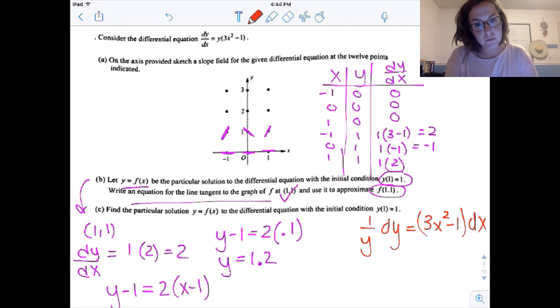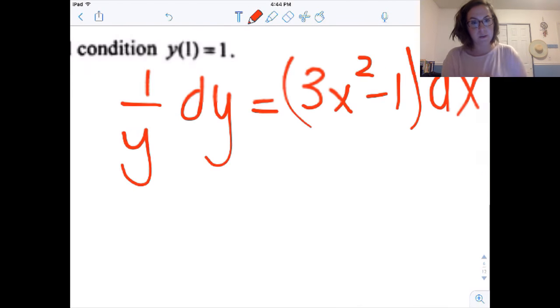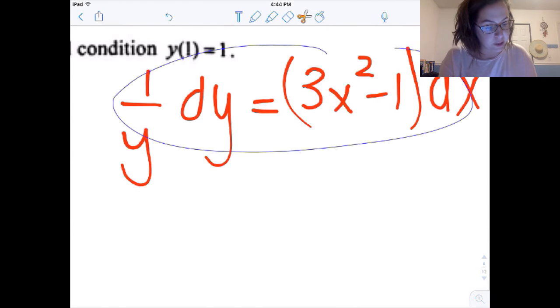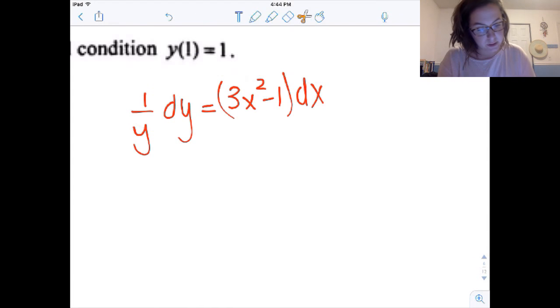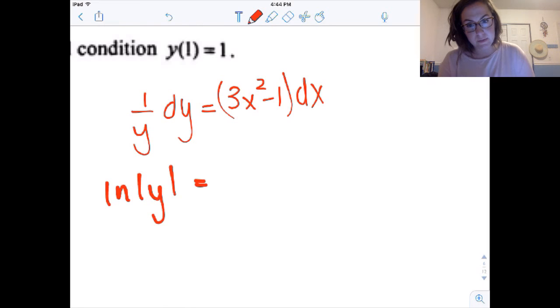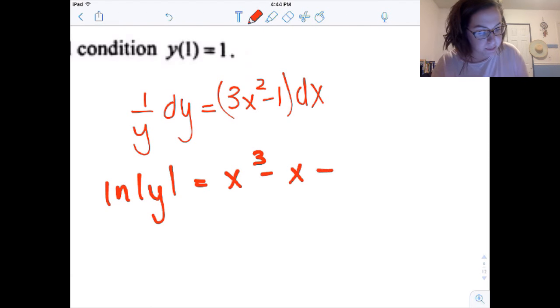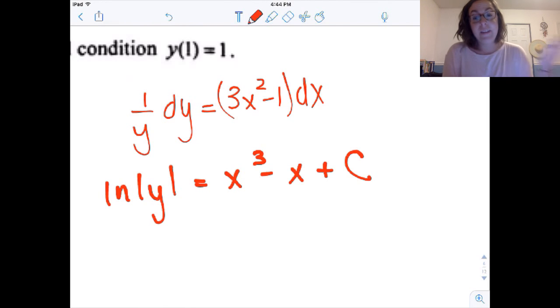And I'm going to zoom in on that so we can see it a little better. Let me shrink it down. Okay, so ln, absolute value of y, equals 3x squared. Well, that would just be x cubed minus x plus c. So that's the calculus and this done.